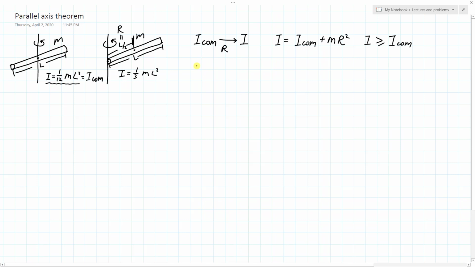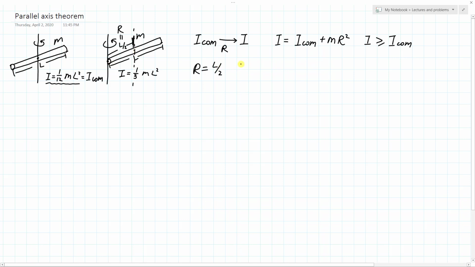So in our example, this R, how much your axis is moved from this old axis through the center of mass. So that's not a 13. Let's get rid of that. Rewrite it. From the center of mass to a different axis that is parallel to this axis. So that R is L/2. You moved from here to the end, half the length L.